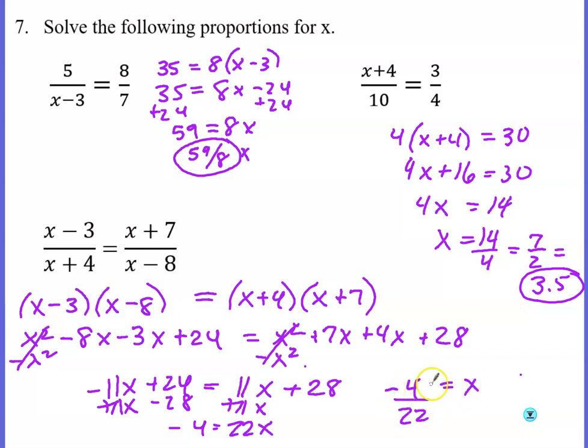And then I can reduce this because they both reduce by 2. So my final answer would be negative 2 over 11. So yeah, we got some weird numbers, but that's totally fine. Sometimes they come out nice, sometimes they're weird.